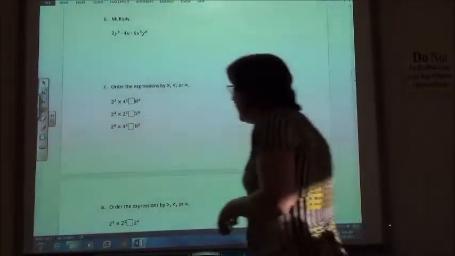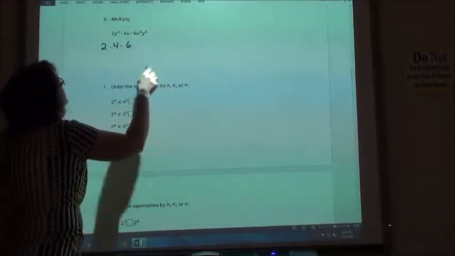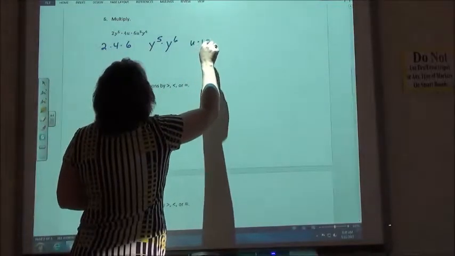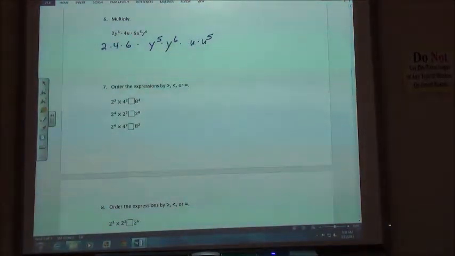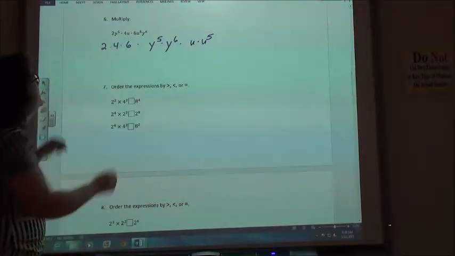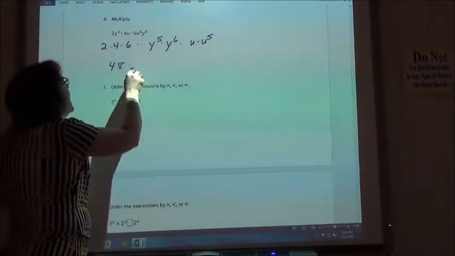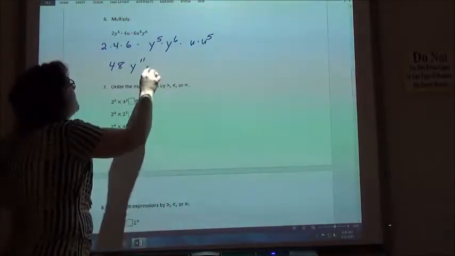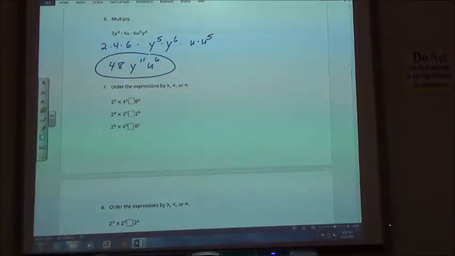So number 6, if you're going to multiply that one, hopefully you did 2 times 4 times 6, and then you have a y to the 5th times a y to the 6th, and a u times a u to the 5th. The order of those variables could be reversed if you did your u's before your y's, that's fine. Multiplying that out, 2 times 4 is 8, 8 times 6 is 48. Y to the 5th times y to the 6th, I add my exponents, I get y to the 11th. U times u to the 5th, again I add my exponents, so u to the 6th power. So 48y to the 11th, u to the 6th.